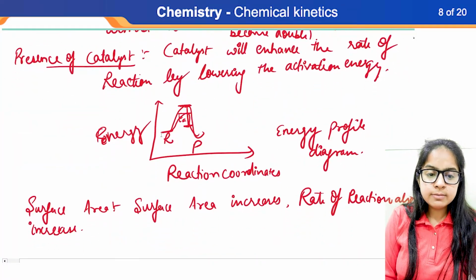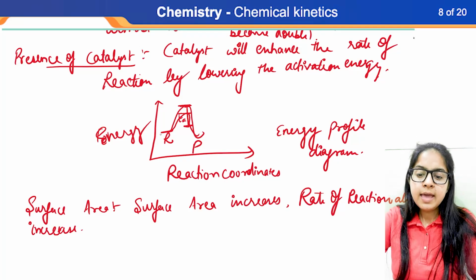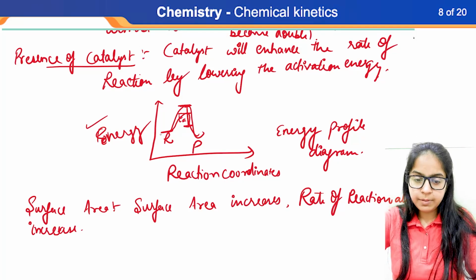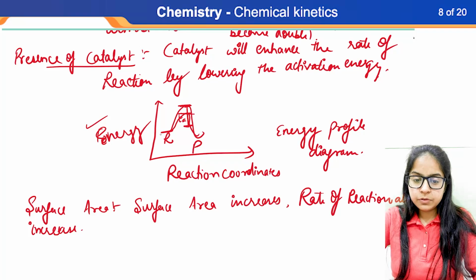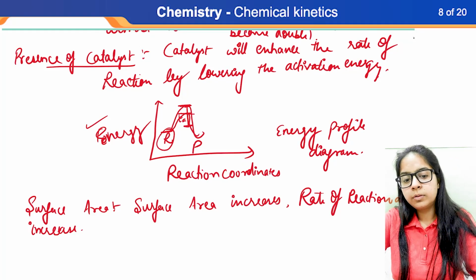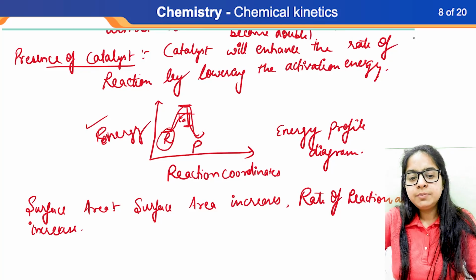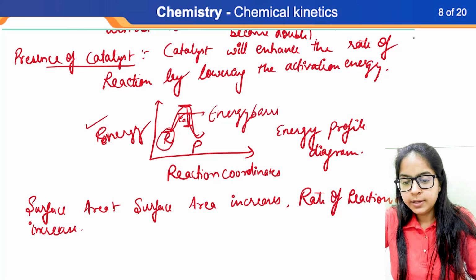Now the next one is the presence of a catalyst. A catalyst will enhance the rate of reaction by lowering the activation energy. By lowering this activation energy, the reactant can easily cover this energy barrier. This is the energy barrier that a reactant needs to cover to go to the product.